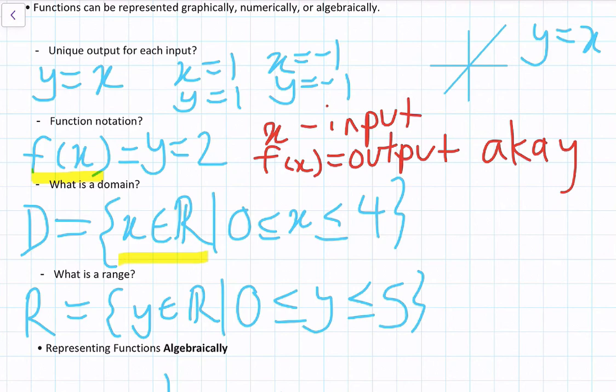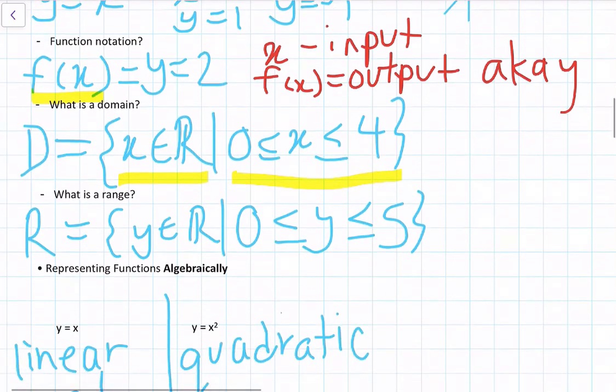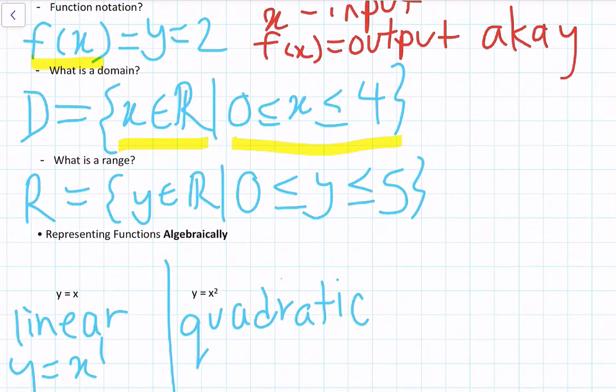So you can have the real number set, the integer set, things like that. And the second part talks about the values that x is allowed to be in the domain. So in this case, it can be greater than or equal to 0, and it has to be less than or equal to 4. And similarly, we talk about range. Range is the same concept, but for y values in the function. In this case, the example talks about y being an element of the reals, or real number set, such that y is greater than or equal to 0 and less than or equal to 5.